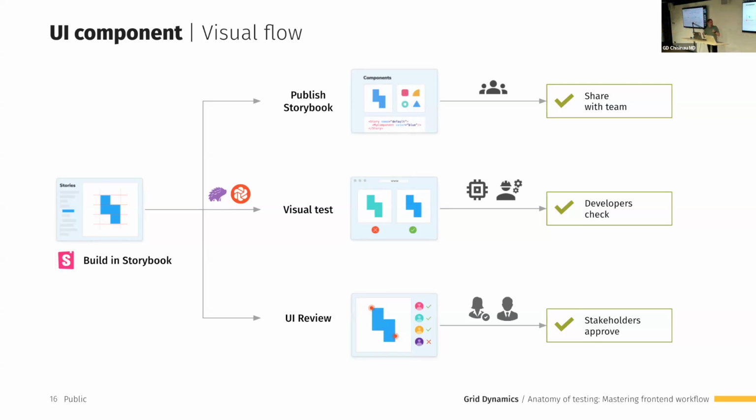I mentioned Chromatic and Percy. These are paid solutions, but they offer, I believe, 5,000 snapshots per month for free. It usually is enough to cover what you need to do. But yeah, if you need to do more comparison, you'll have to pay or think about using some free solutions with Playwright, for example.